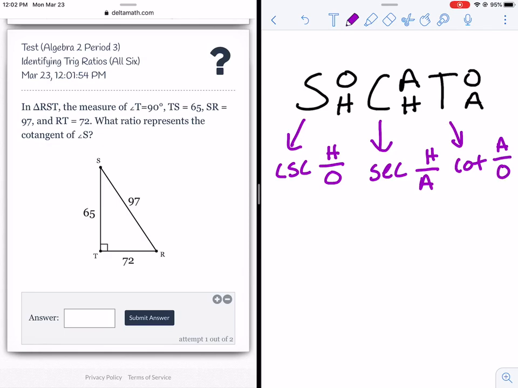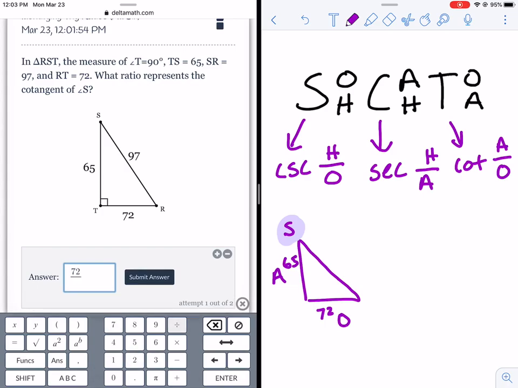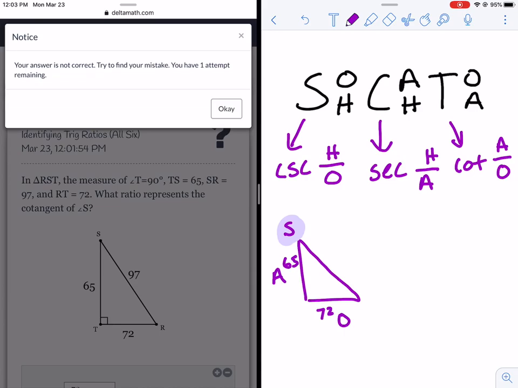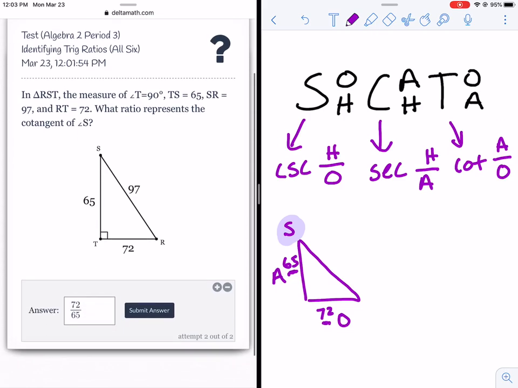So in this question, if they want the cotangent of S, here's my triangle, here's S. So this is the angle I'm using. I need my adjacent and my opposite. So here's my opposite, here's my adjacent. So this was 72, and in my picture, this is 65. So cotangent of S is going to be the ratio of 72 over 65. Submit your answer. Oh no, what did I do? Cotangent is, oops, I flipped it. Cotangent is adjacent over opposite. So I actually found the tangent of it.